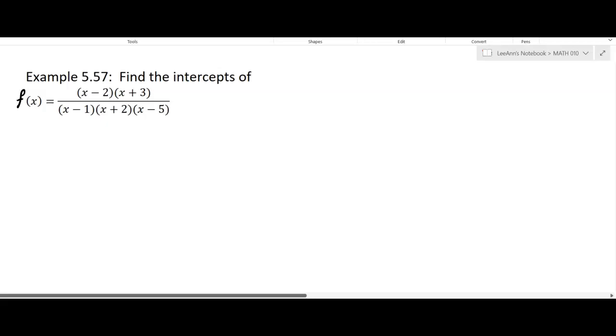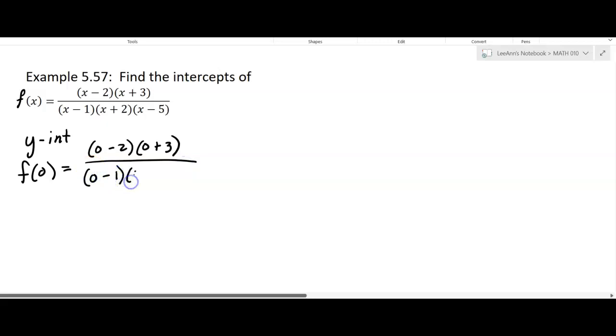To find the y-intercept, we're going to find f of 0. Now, I wouldn't multiply it out. I would just plug in the 0. I don't know why I feel like I always have to write out all these zeros, but we know what's going to happen in each of those terms.